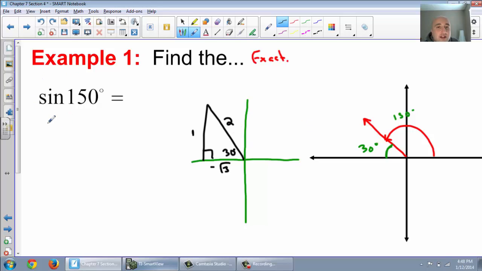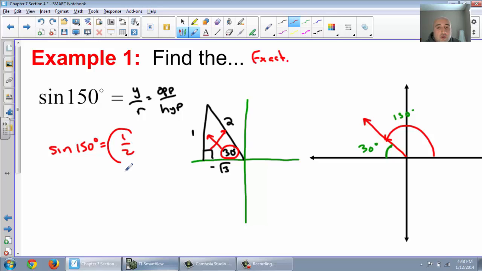Okay? Now, what does it want? It wants the sine value. From the last section, you realize that sine is y over r. Or you can just do opposite over hypotenuse, just like SOHCAHTOA. All right, so here's my important angle, 30. Opposite is 1. Hypotenuse is 2. So the sine of 150 degrees is 1 over 2.